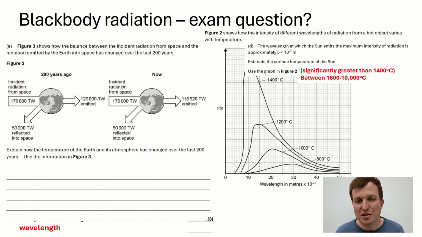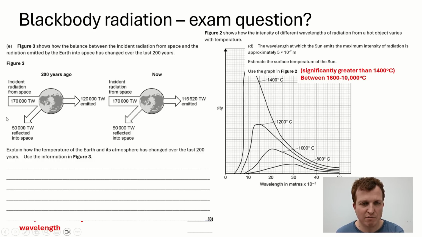Let's look at our last question to do with this, and this looks like a horrific question, but if you look at the numbers, W is watts, T is tera, so this just shows how much power there is overall. It says, explain how the temperature of the Earth and its atmosphere has changed over the last 200 years. Use the information in figure 3.